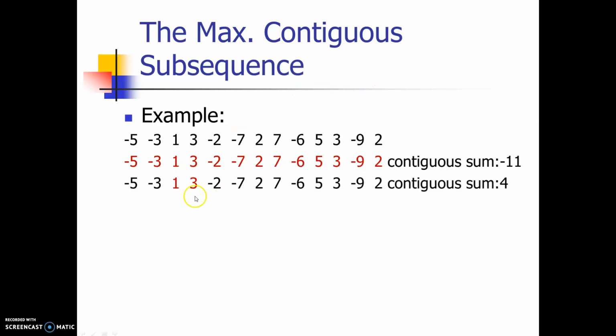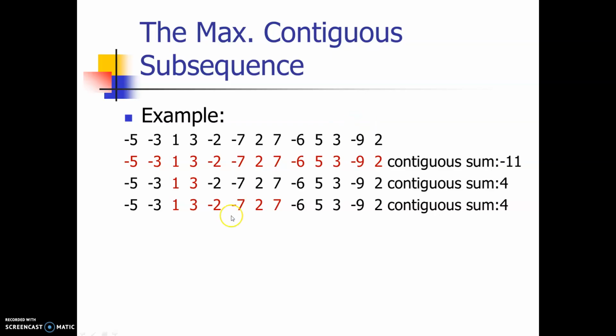So in the same sequence, if we start with 1 and go to 3, then we find the sum is 4. 4 is greater than negative 11. Again, all of the values need to be in a contiguous fashion, so they need to be connected with each other. So we find a starting point and we keep going until a certain point, and we try to find the sum of that. And the problem is to find the maximum that can be provided in the given sequence.